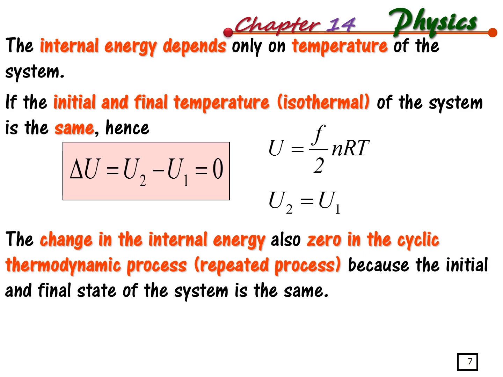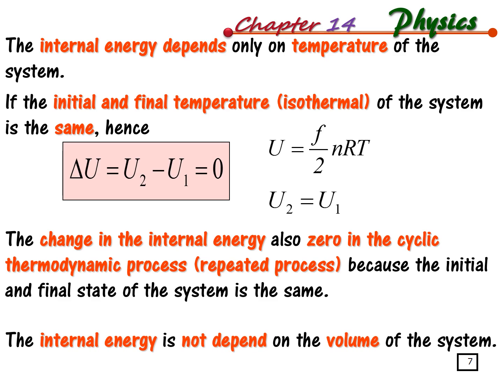And the delta U is also 0 for the cyclic process. It means that the initial state and the final state are the same. Let's say the initial state is 1, and then after that the final state also returns to 1. Therefore, the delta U is 0. That we call a cyclic process. And you must remember the internal energy does not depend on the pressure and volume of the system.